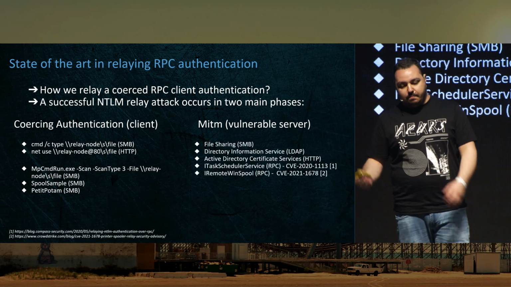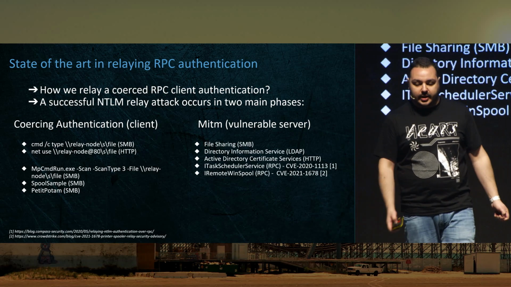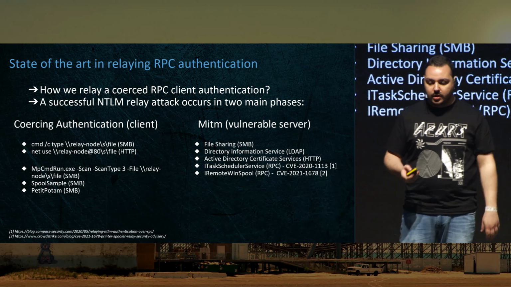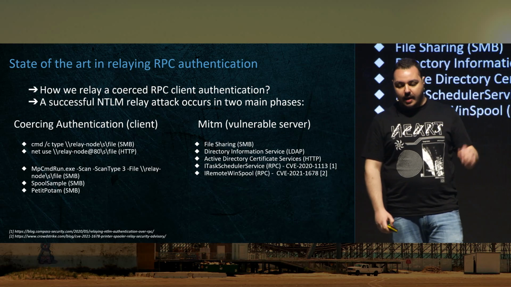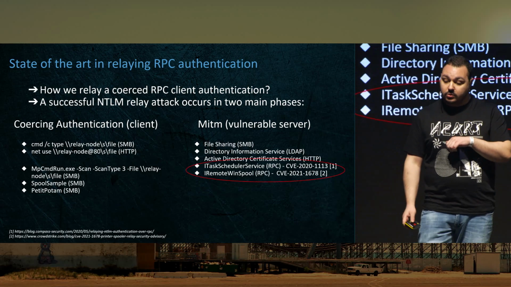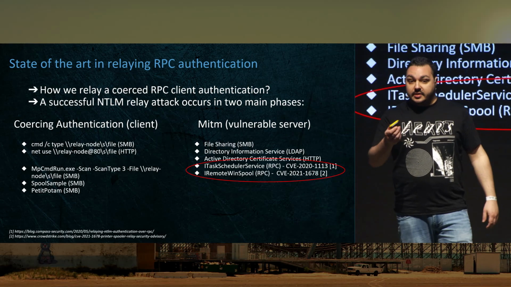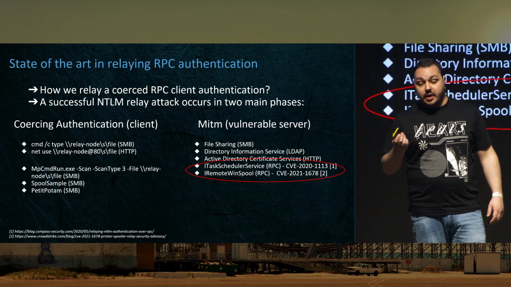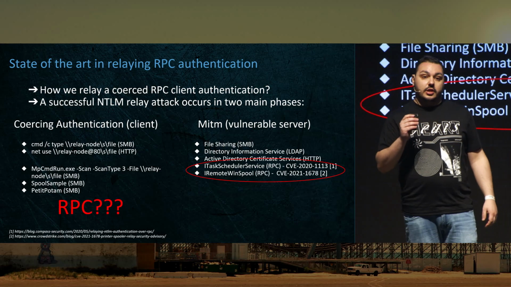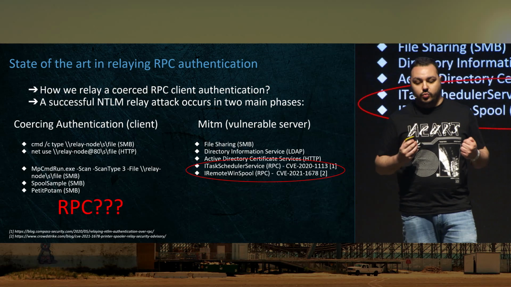And then you have the part of the server that receives the authentication. It's the privileged resource that will perform the operation on behalf of the user. You have file sharing, LDAP, HTTP, and also RPC vulnerable servers, for example the task scheduler and the spooler service. But what about the client authentication of RPC? That was the case we were in.